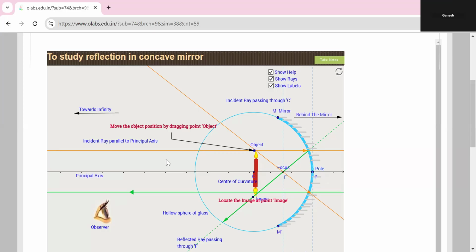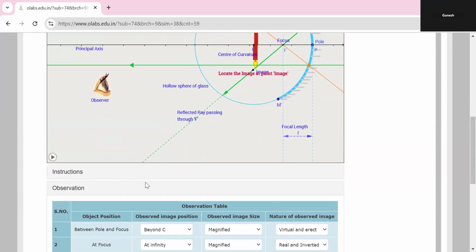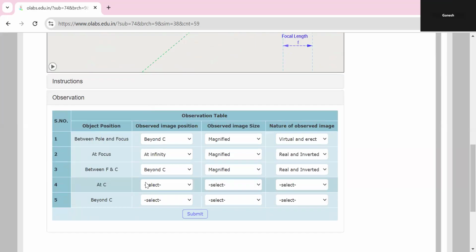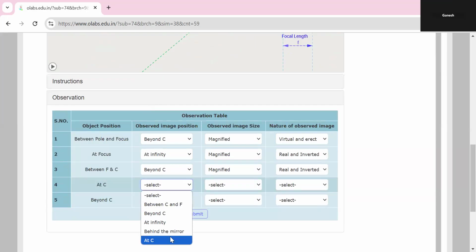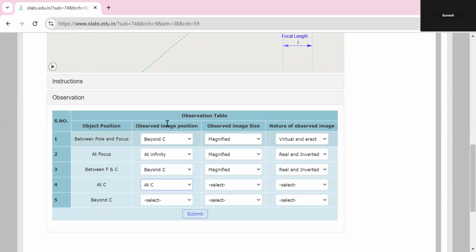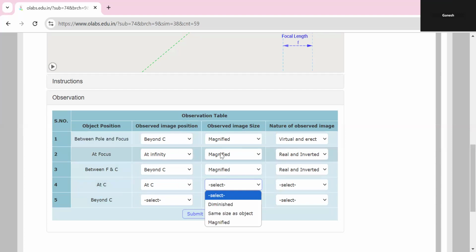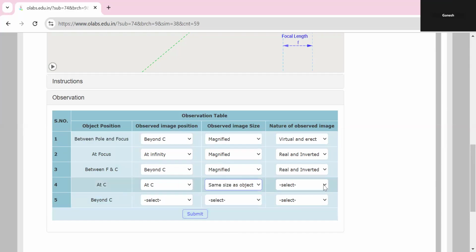So for these 3 points, when we keep the object at that C point, the image's position is at C only. Observe that the image size is also the same size as the object. And the nature of the image is a real and inverted image.